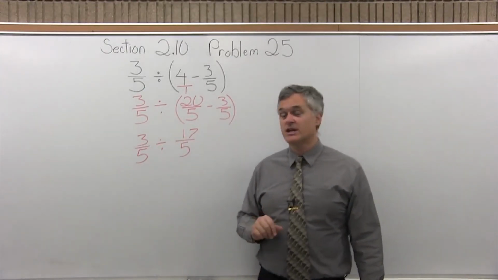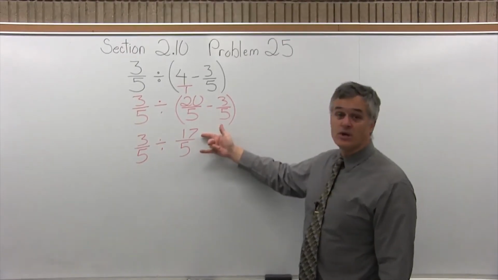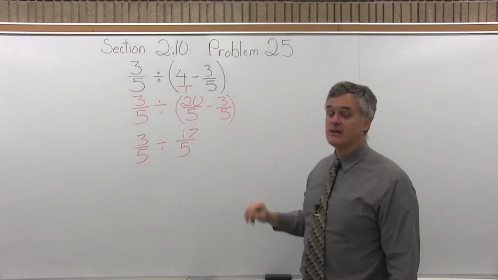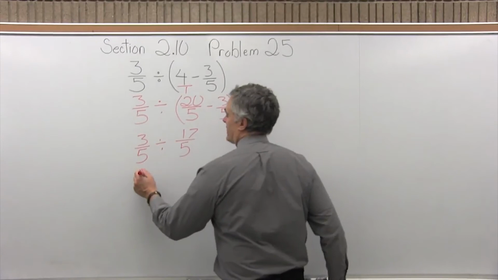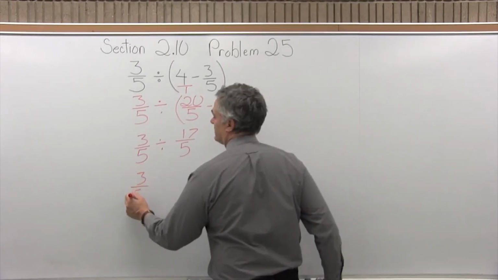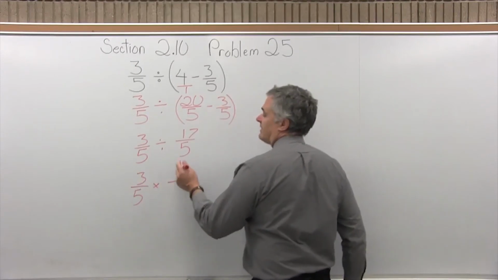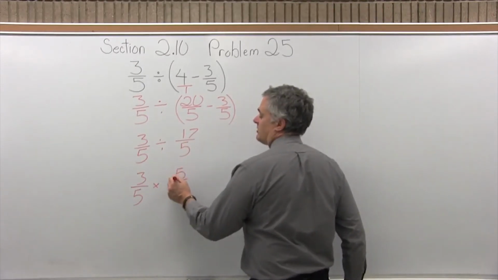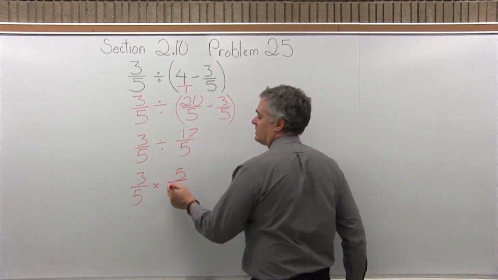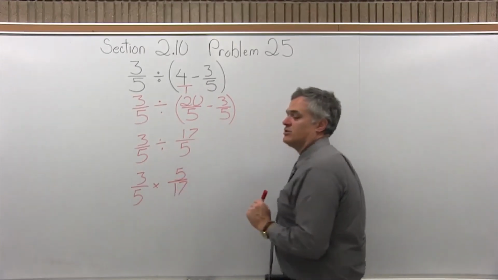Now when I divide fractions, I want to flip, or in other words, invert the second fraction and then multiply. So the first fraction, the 3/5, will stay written the way it is. But now this becomes a multiply, and now the 5 that was in the denominator comes to the numerator, the 17 that was in the numerator goes down to the denominator.